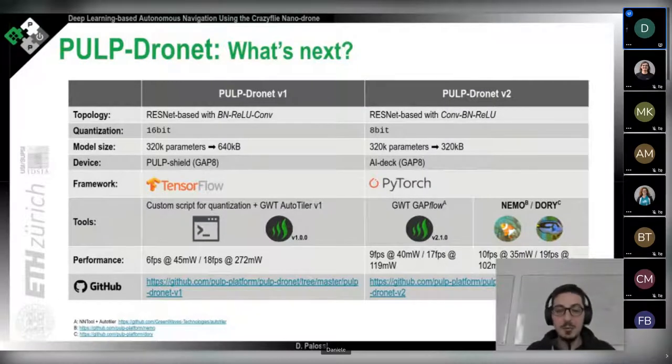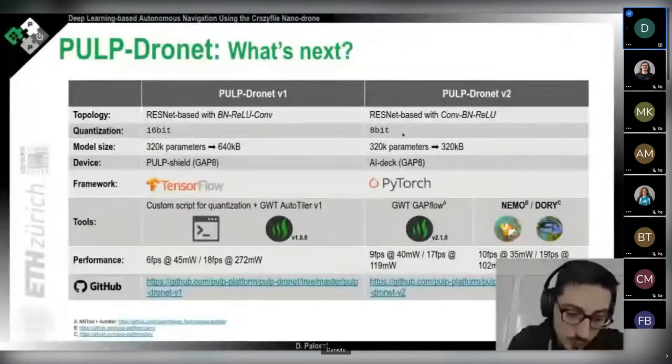One called GAP flow, that is the official set of tools from GreenWaves Technologies, and another one called Nemo and Dory, basically two tools developed at the University of Bologna that are in charge, Nemo of the quantization part and Dory of the tiling part and the C code generation, so to have the application running on the GAP8 system on chip. And also another interesting aspect, we increased the strength of the quantization from 16 bits to 8 bits.